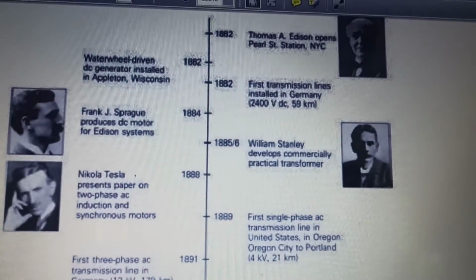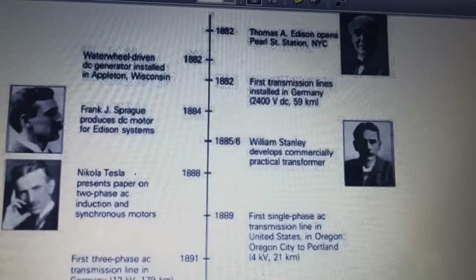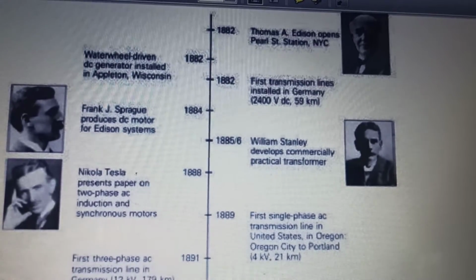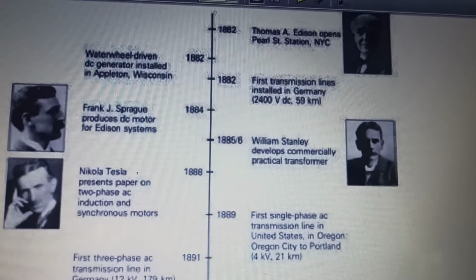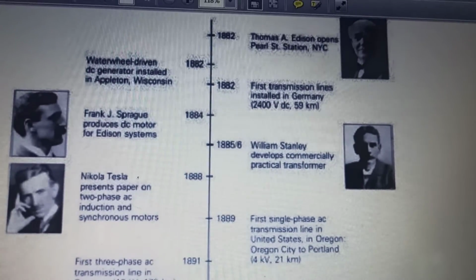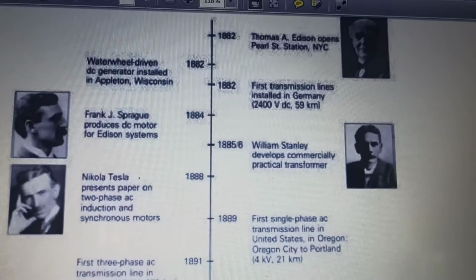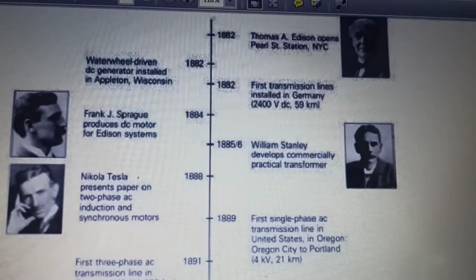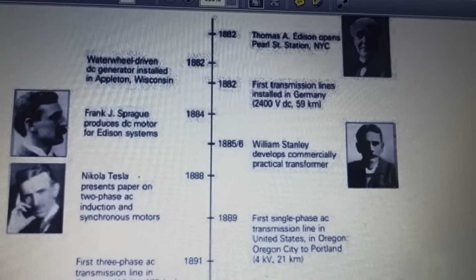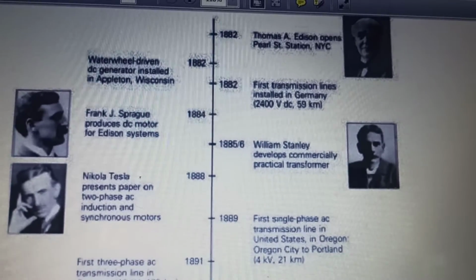It means that William Stanley, Thomas Alva Edison, Frank J. Sprague, all were working in tandem. Yes, all were working in collaboration with each other, so that the development in electricity can happen. Is that clear? I think it's quite clear.